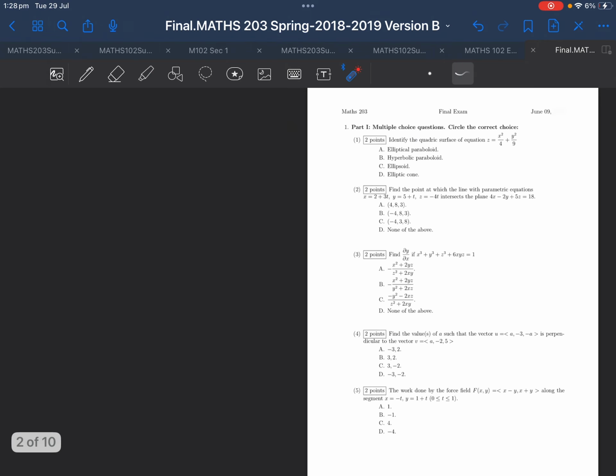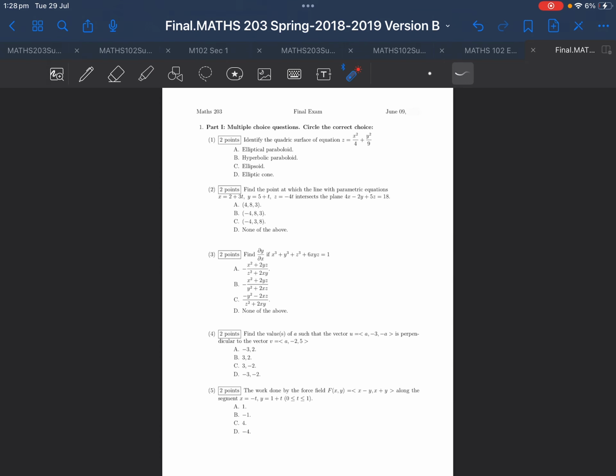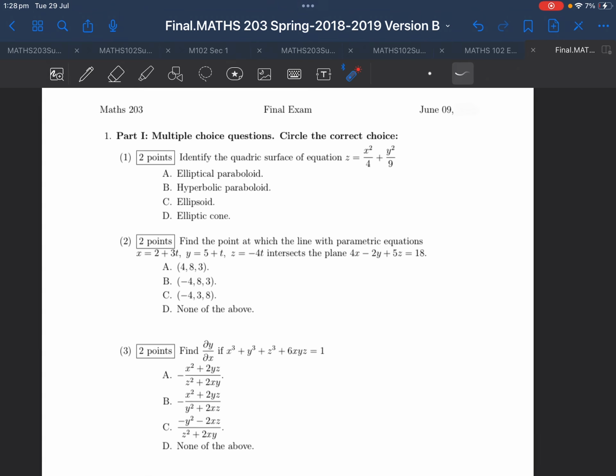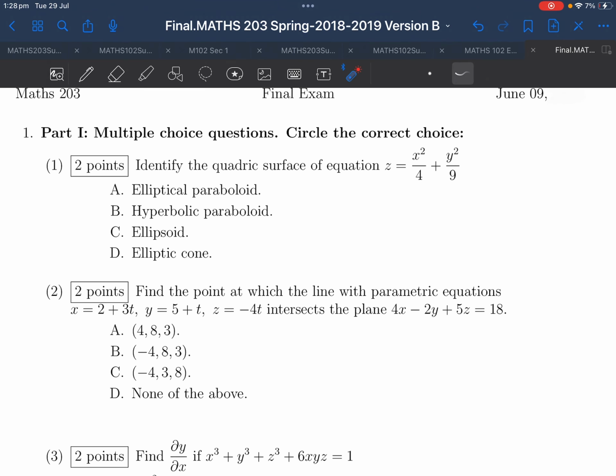Next, we'll go to the MCQ questions. We solve them as we go along and check if our answer is correct. Let's go to the first one. Identify the quadratic surface, which has z with power of 1, x squared and y squared on one side, and both of them positive. So this is our favorite shape, which is the elliptic paraboloid.